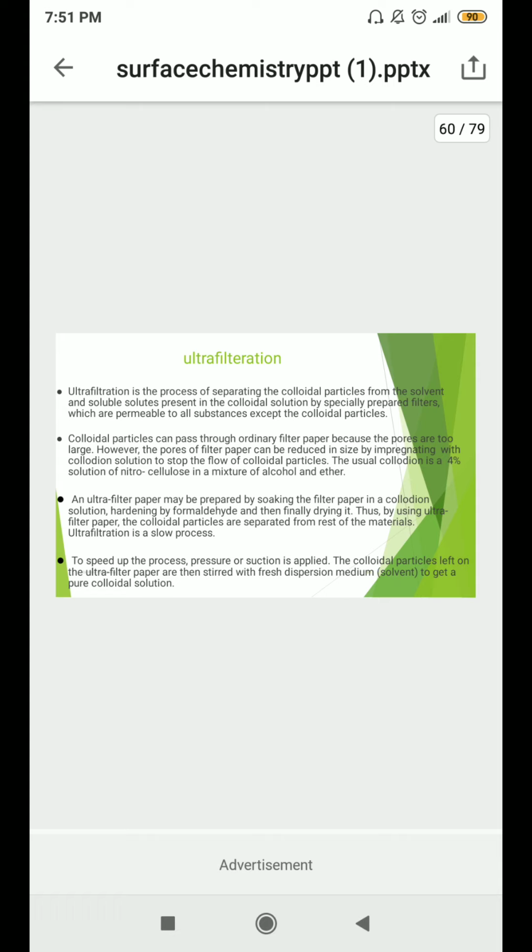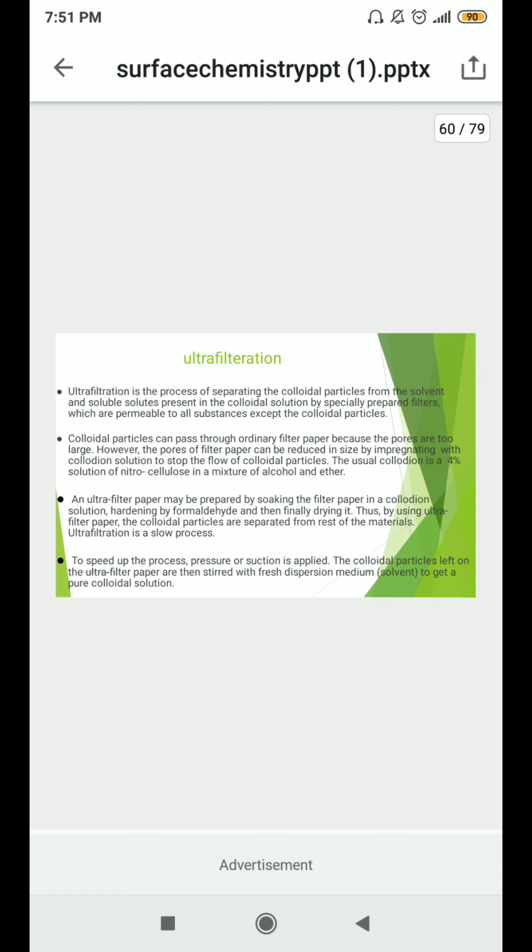So basically in ultrafiltration there will be a paper with a very fine pore size. It is a slow process through which colloidal particles can pass. As I have written here, the usual colloidion is a 4% solution of nitrocellulose in a mixture of alcohol and ether. The ultrafiltration paper may be prepared by soaking the filter paper in a colloidion solution, hardening by formaldehyde. When the colloidion paper absorbs the formaldehyde solution, the pore size gets reduced, and thus by using ultrafilter paper the colloidal particles are separated from the rest of the materials. Alright, and this process is very slow.